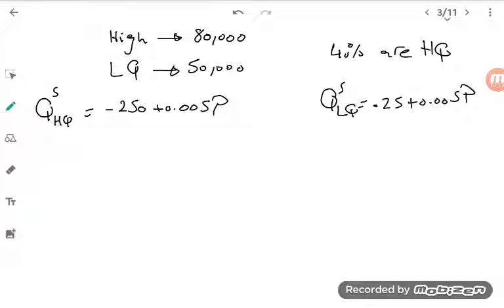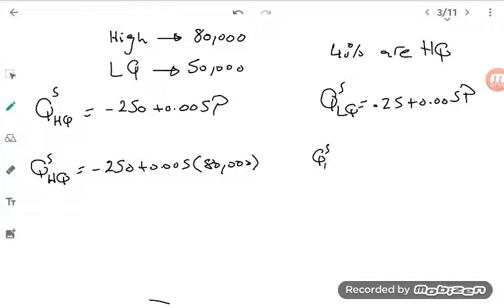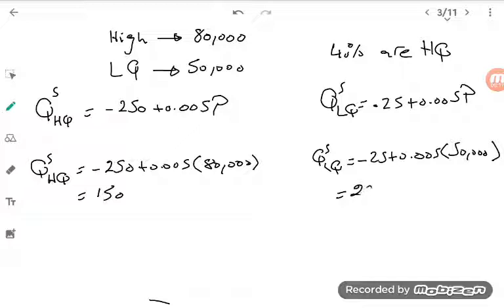So if you are going to sell your car as per its actual value, which means if it is low quality, you are going to get 50,000. If it's high quality, you are going to get 80,000. In order to identify the number of cars, we substitute the price in each equation. High quality: negative 250 plus 0.005 multiplied by 80,000. And the same with the low quality: negative 25 plus 0.005 multiplied by 50,000. So high quality cars will be 150, and low quality will be 225.